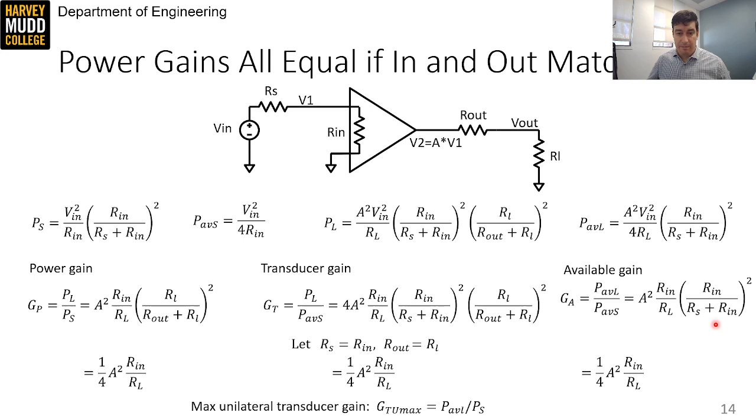This quantity is called the maximum unilateral transducer gain, and you might note that you could also find it by dividing PAVL here by PS. And this is a handy upper bound when you set out to design matching networks. It's kind of one of the measures of what's the best I can do.